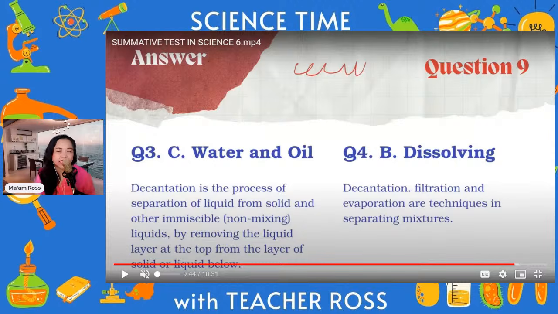Tulad ng langis, hindi siya kailanman hahalo sa tubig. Kaya we call the separation process or separation technique na decantation. We remove the liquid layer at the top, yung nasa ibabaw ng langis, ipopour natin or isasanil lang natin para mahiwalay sa liquid sa ilalim tulad ng tubig. Okay? So that is water and oil.